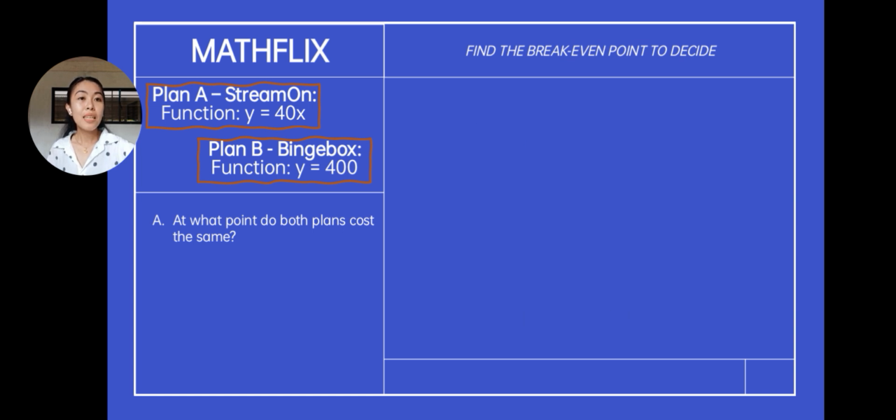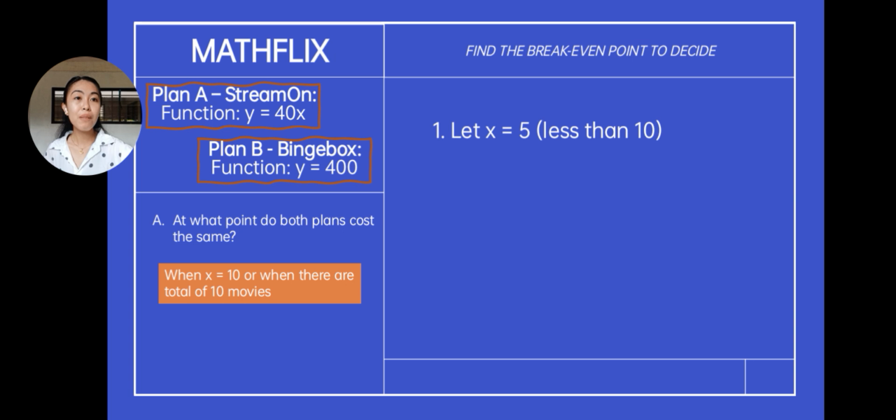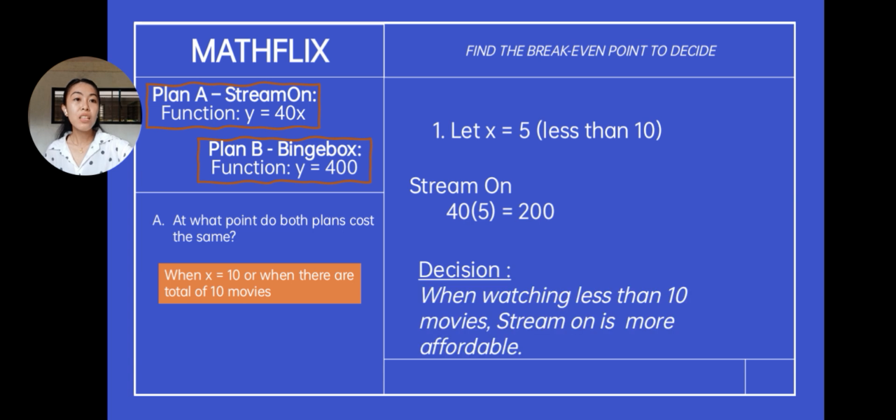Now, our last step after identifying the break-even point is to test values lesser than 10 and greater than 10. Let's start with a value lesser than 10, and we picked the number 5. We plug in x equal to 5 to each of the linear functions. For the first one, Stream On, 40x, we plug in 5 for x, so we have 200. But for Binge Box, there is no x, so it will just be 400.